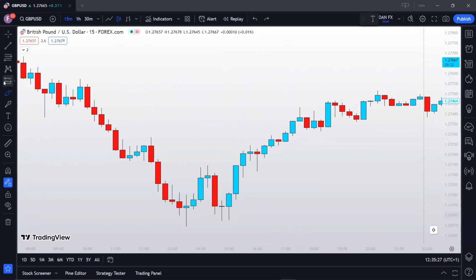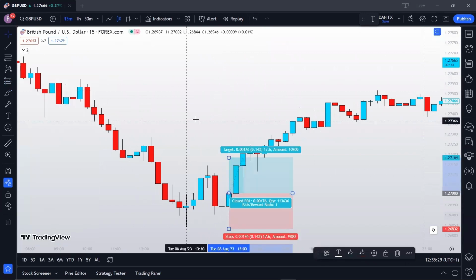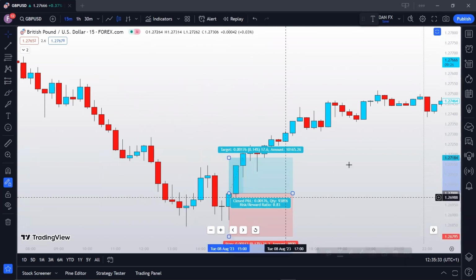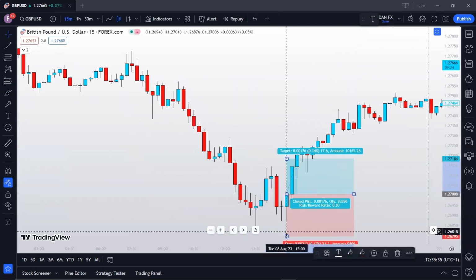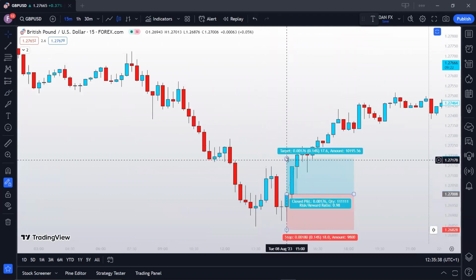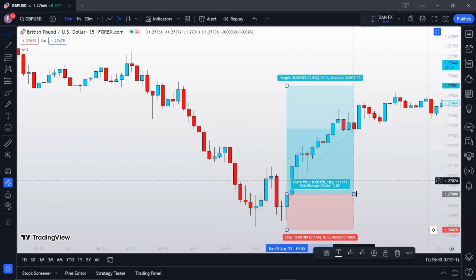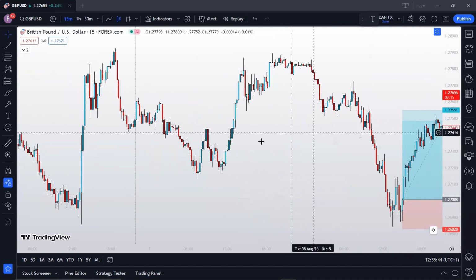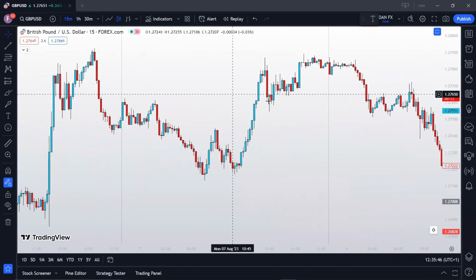So you're going to be entering your trade here. Put your stop loss below like this, right? And then you can go for however many pips you want. So this went for about 50 pips, right? So let's look for another example. We have another example here.